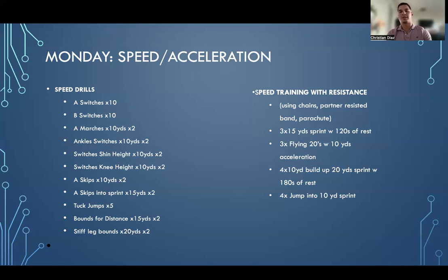I'm sorry, for distance. For speed training, we can do some resistance work. In this case, I inputted the speed training to be fully with resistance. So using chains or parachutes, and then doing, for example, 15-yard sprints, flying 20s, 10-yard buildup with 20-yard sprints, and jumps into sprints.